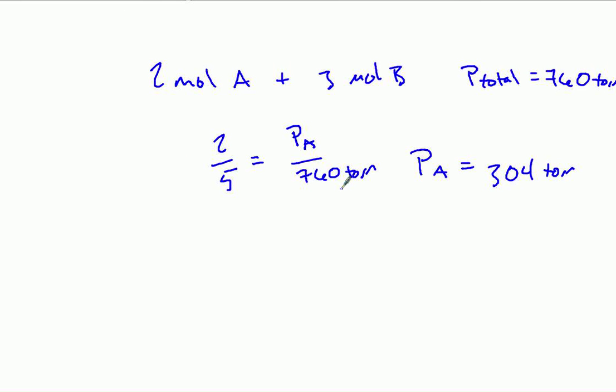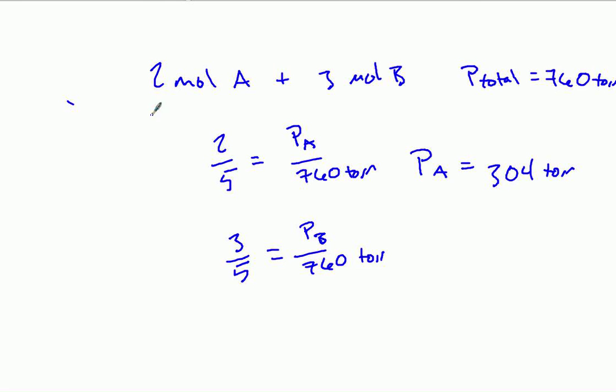Partial pressure for B again could be found simply just by subtracting from 760. So I can know, right, how much that is without setting up a problem. But again, I could actually set up a ratio for that one too, because it would just be 3 over 5 equals the pressure of B over 760 torr. Right? And if you like ratios, that's what you're probably going to want to do.